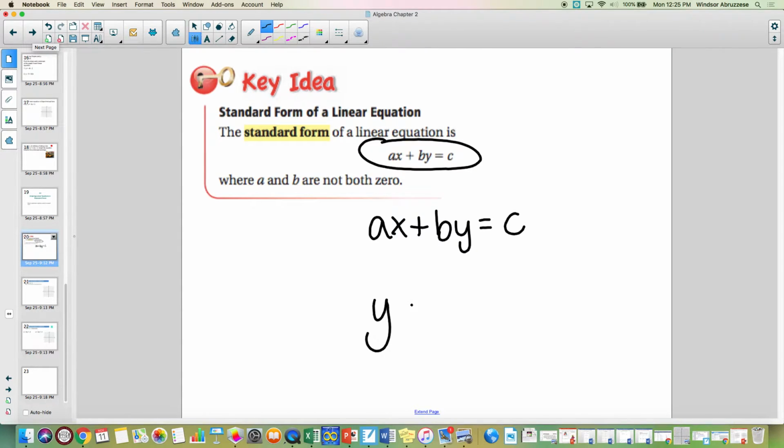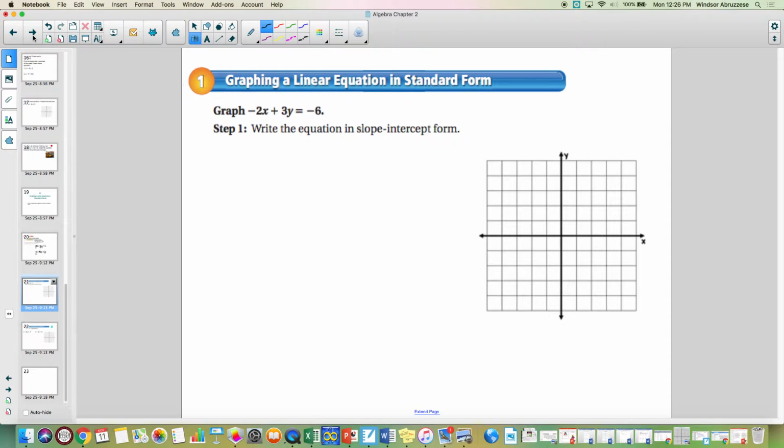So we are used to y equals mx plus b, but this is just another form called standard form, where a and b are coefficients that cannot be zero. So let's take a look. There are two ways to graph linear equations in standard form. I'm going to show you the first way, which is writing the equation in slope-intercept form.